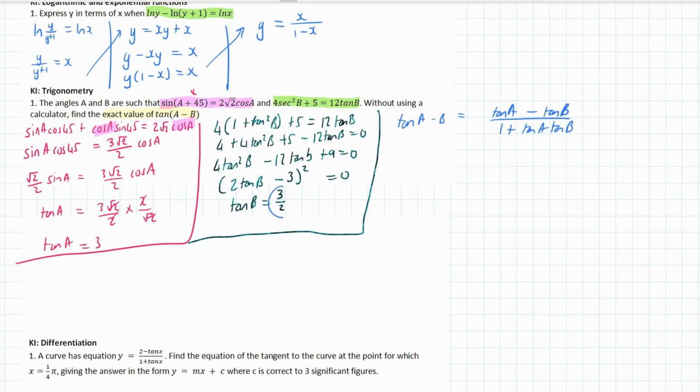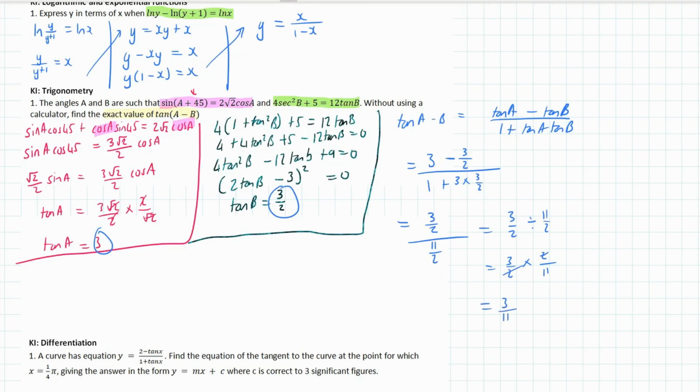Now, since we know what tan B is and tan A is, we can just substitute all of that in. So we go 3 minus 3 over 2 over 1 plus 3 times 3 over 2. 3 take away 3 over 2 is like 6 over 2 take away 3 over 2, so it's just 3 over 2. And then on the bottom we've got 1 plus 9 over 2, which will be 11 over 2. Now, that's the same as 3 over 2 divided by 11 over 2, which is the same as 3 over 2 times 2 over 11. Cancel, cancel. So it should be equal to 3/11, our exact answer.